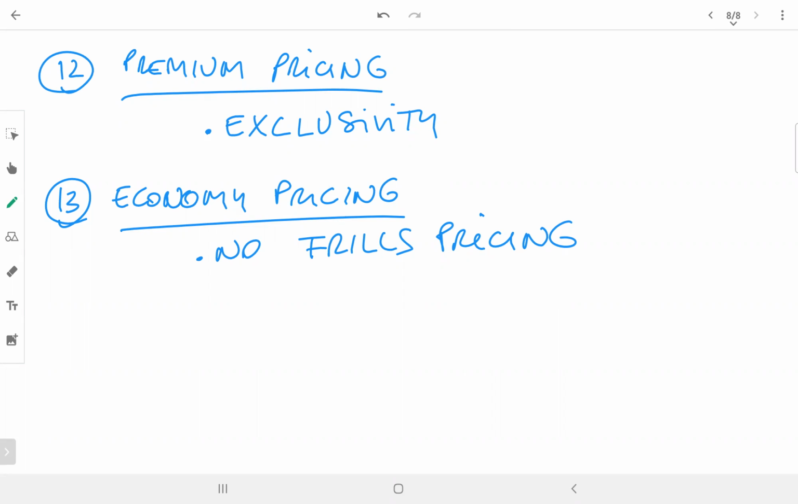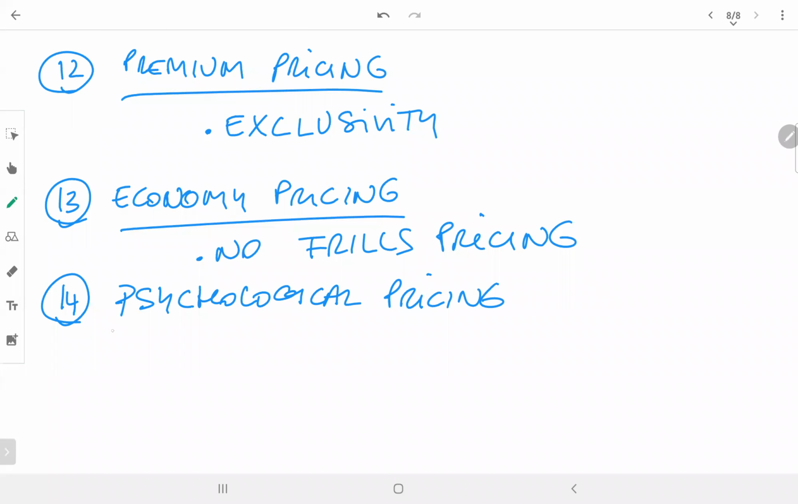Now, we're going to one that is very interesting, 14, and this is psychological pricing. What is psychological pricing? Well, here we're trying to get the customers to respond at an emotional level.